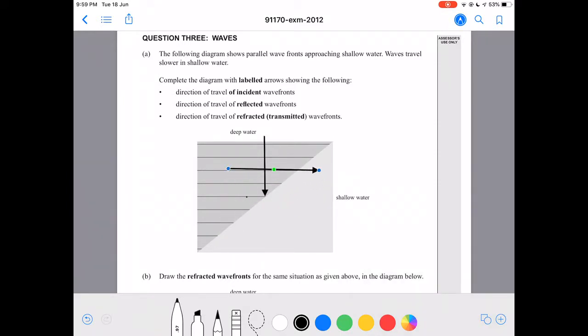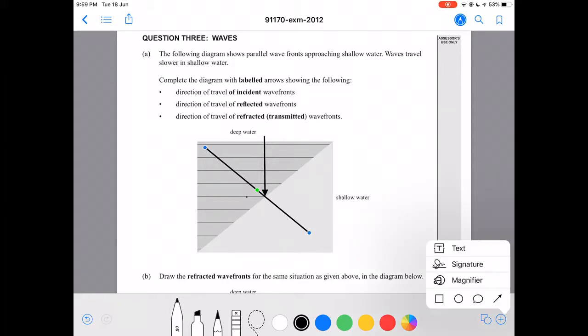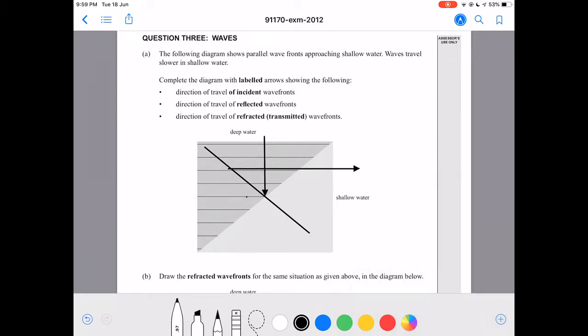I'm going to draw our normal line. It's going to be 90 degrees to the barrier, so it's going to look something around here. When the incident ray travels from deep water to shallow water, because shallow water is more dense than deep water, the ray will be bending towards the normal. The ray bends towards the normal, and therefore it will look something like this.